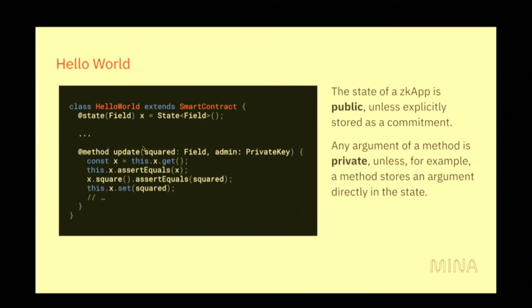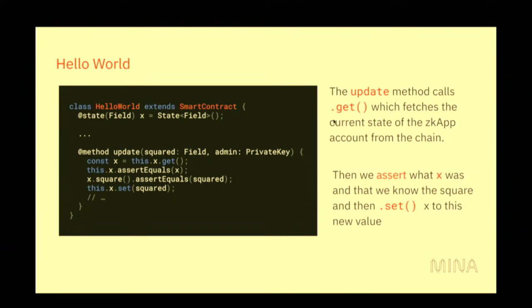We have a hash function called Poseidon, which is really efficient, and so you can just hash anything that you would want to store as private state and then pass it in and verify that the hash is correct in the middle of your method. And then any arguments to a method are private unless they're stored as arguments directly. So what this means is that even though we're passing in a private key to admin, we're passing in a private key to update, it actually does not matter because this private key never leaves the machine. It's used to generate the zero knowledge proof and then it's not used again.